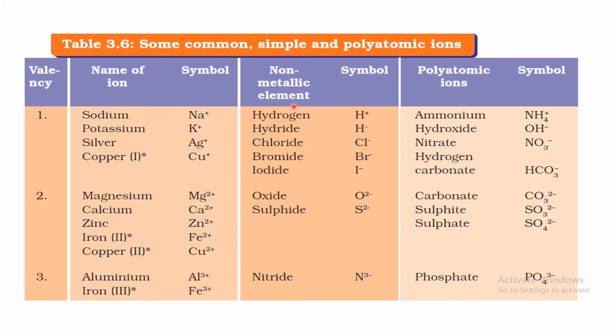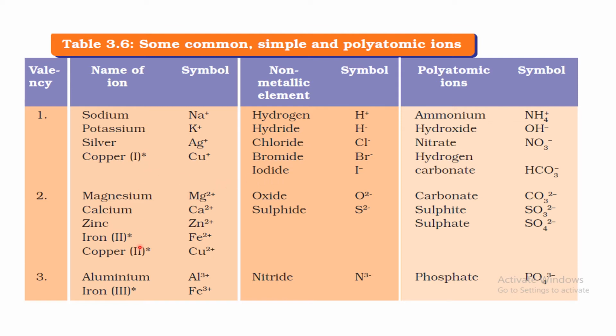If we come to the non-metallic elements, hydrogen most of the time is H plus. When it is hydride, it behaves like a non-metal, H minus. Chlorine, and one more thing you have to learn: when we write for a non-metal, the name will change. Chlorine will be called chloride, bromine will be called bromide, iodine will be called iodide. When we make the formula, like NaCl is sodium chloride, we don't say sodium chlorine, we say sodium chloride.